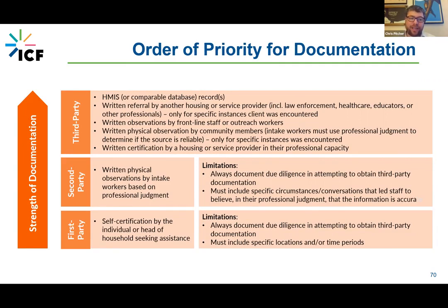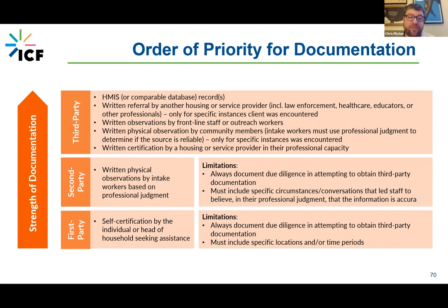The second level of priority is second party. So this is written observations by intake workers or other professionals in the homeless services field that say, yes, I've seen this person be homeless. The limitations here are we still have to document due diligence to attempt the highest level, third-party documentation. And we must include specific circumstances or conversations that led us, as the certifying second party, in our professional judgment to make sure that the information is appropriate and that they're eligible. So we're going to have a little bit more level of information on that.